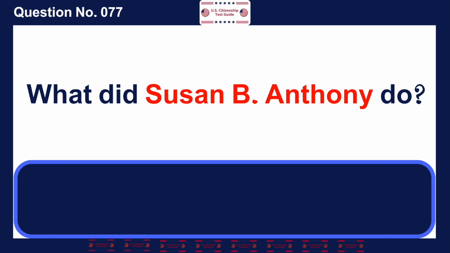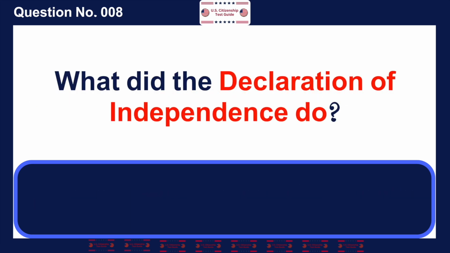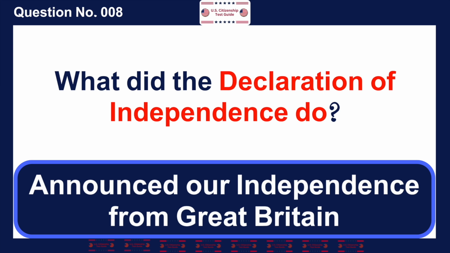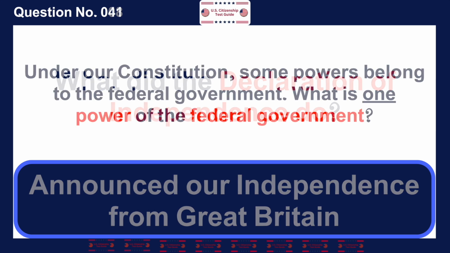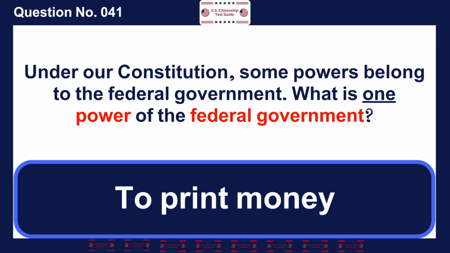What did Susan B. Anthony do? Fought for women's rights. What did the Declaration of Independence do? Announced our independence from Great Britain. Under our Constitution, some powers belong to the federal government. What is one power of the federal government? To print money.